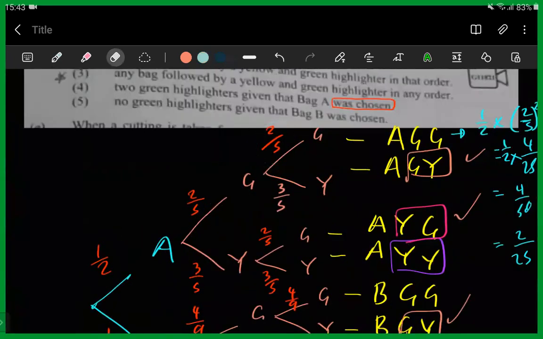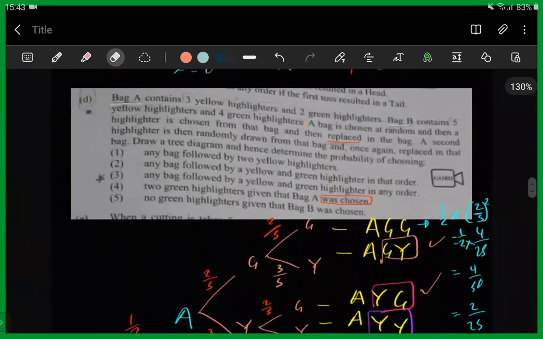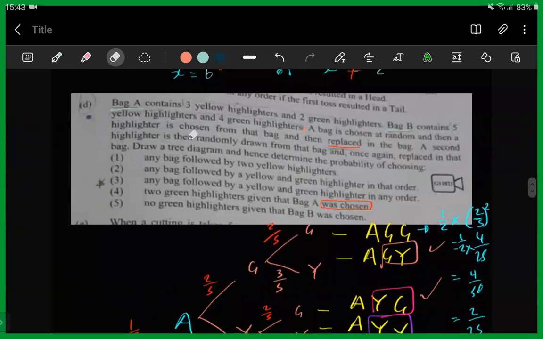The only thing is with probability questions, right? You have to remember this question is saying we have to determine the probability of choosing two green highlighters given that bag A was chosen. So if they said we're only picking from bag A, we would only need to consider, let's say, 2/5 times 2/5, and would end there. But then they said here we need to get the probability of choosing two green highlighters given that bag A was chosen, meaning we have to consider the probability of choosing bag A first. After we consider the probability of choosing bag A, we then have to consider the probability of then getting two highlighters after bag A is chosen.